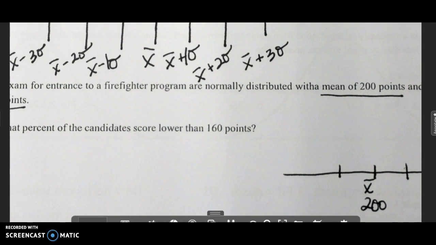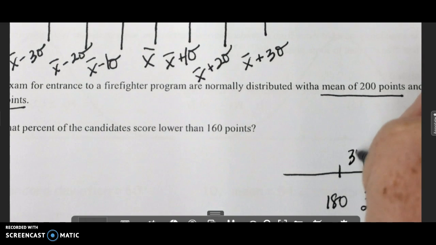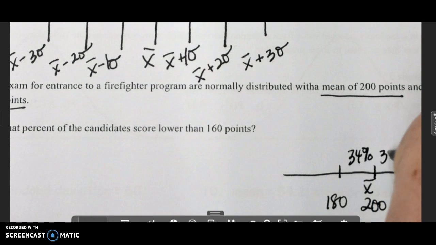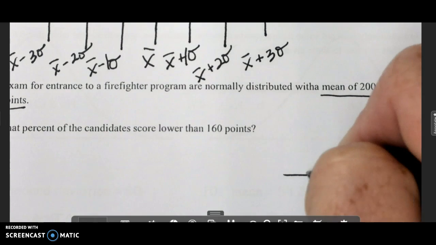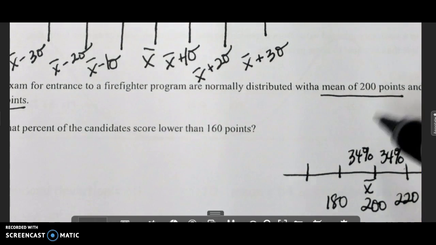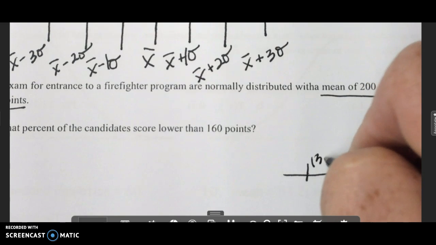So the average exam score is 200. What would the next range be? 220. So that's one standard deviation. What's one standard deviation below? 180. And this is 34%. This is 34%, right? The next range is going to be the 13.5%.